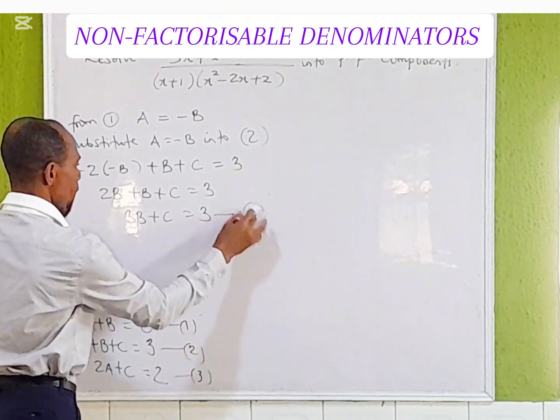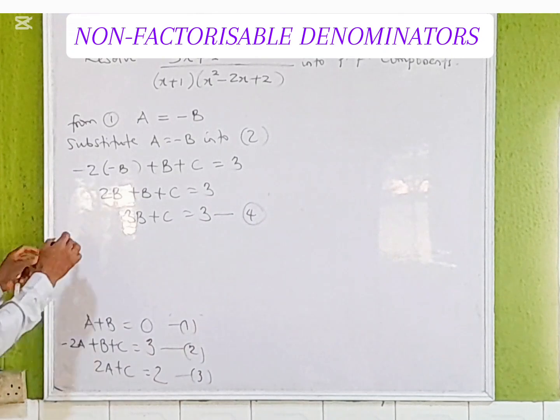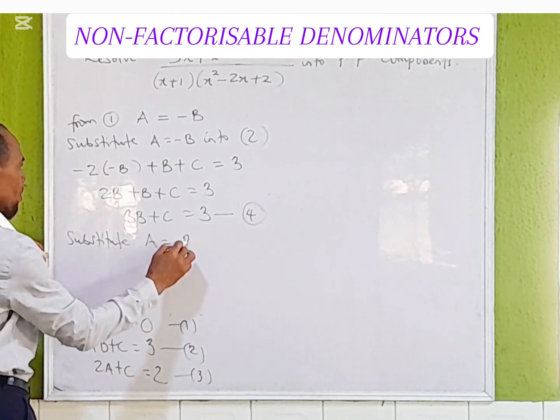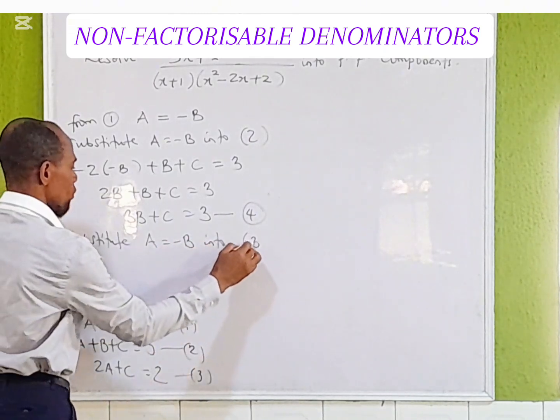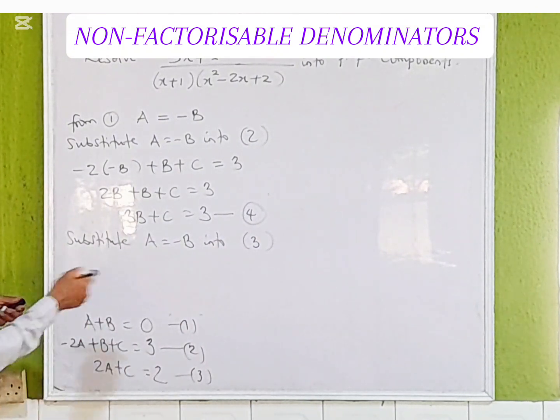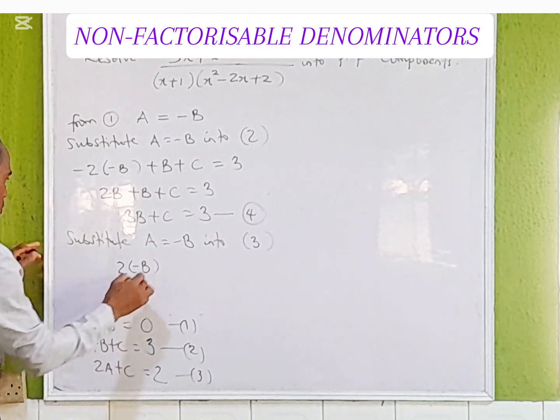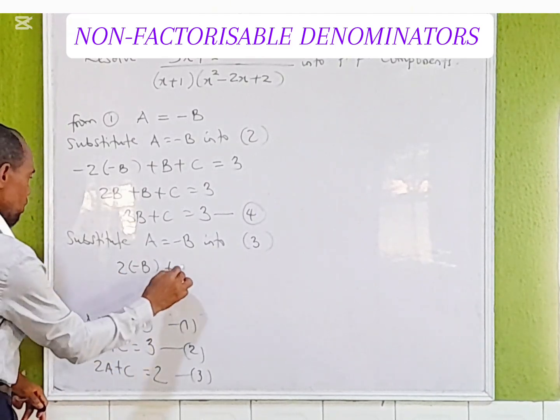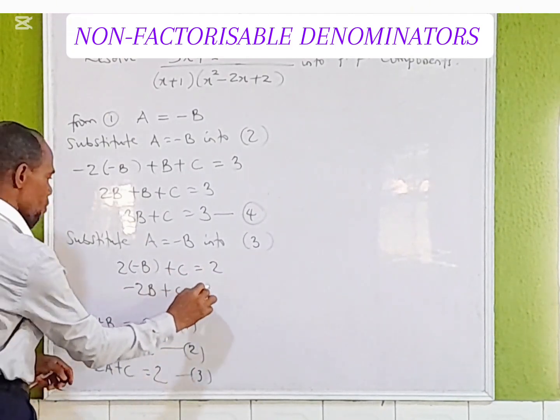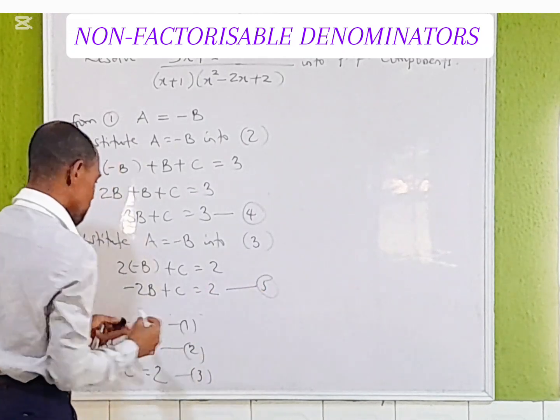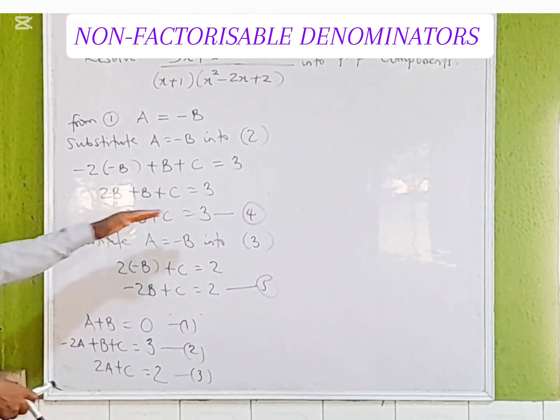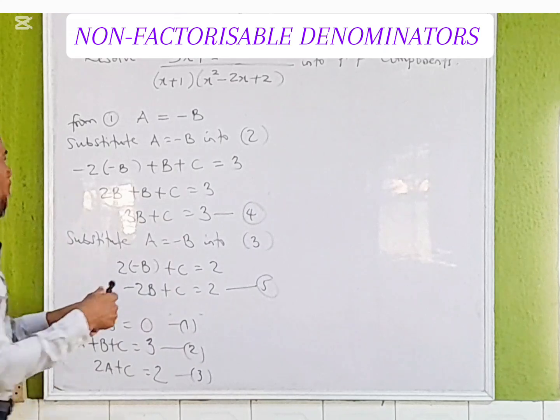We call that equation 4, because we stopped at 3. In a similar vein, we substitute a equals minus b again into equation 3. And equation 3 says 2a plus c equals 2. Hence, we have 2 brackets minus b, which is my a now, then plus c equals to what? 2. Hence, minus 2b plus c equals 2. We call that equation 5. Hence, we have to solve equations 4 and 5 simultaneously, because they will be reduced to the same letters, b and c.